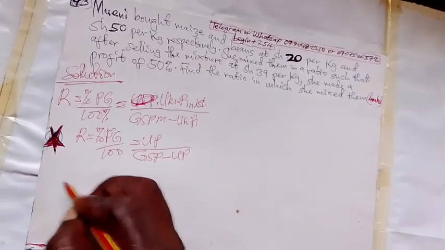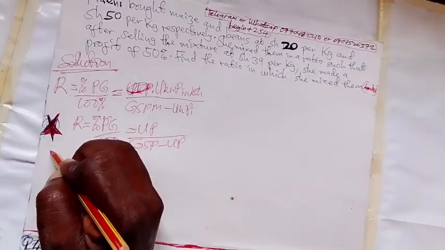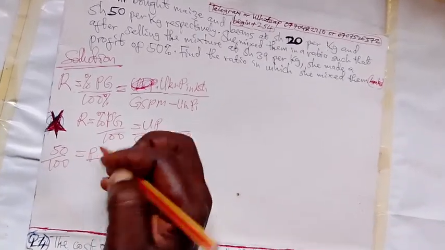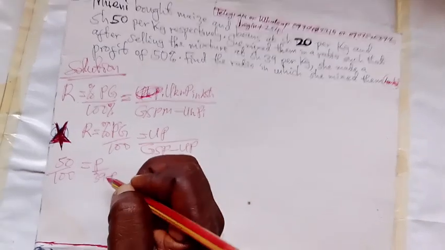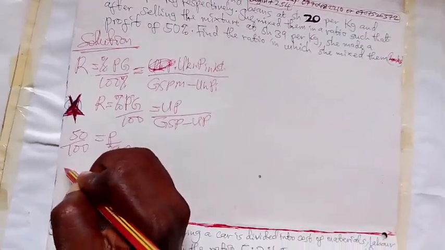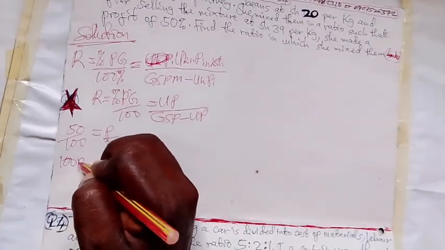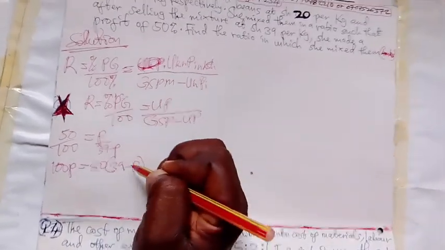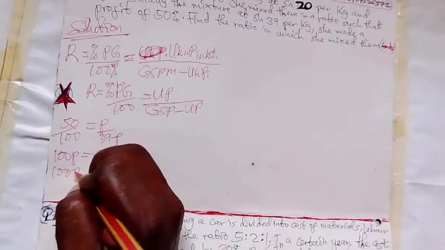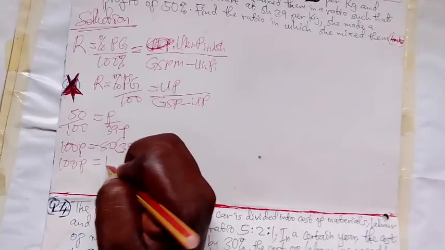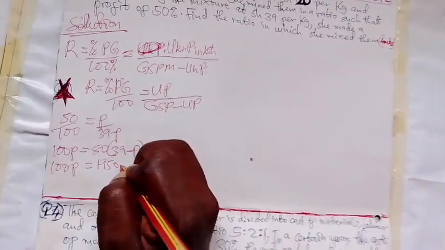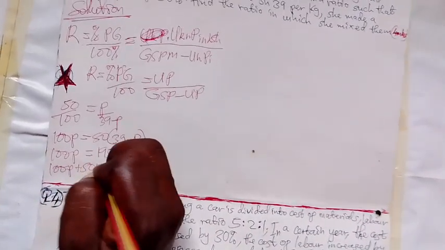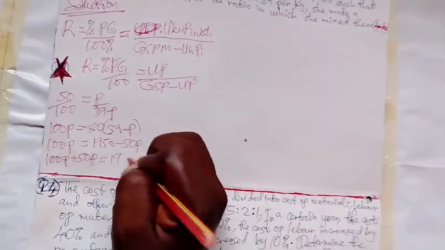Okay. So step 1, we say 50% of 100% is equal to profit over 39 minus P. By cross multiplying this, you get 100P is equal to 50 into brackets 39 minus P. 100P is equal to 1950 minus 50P. 100P plus 50P is equal to 1950.